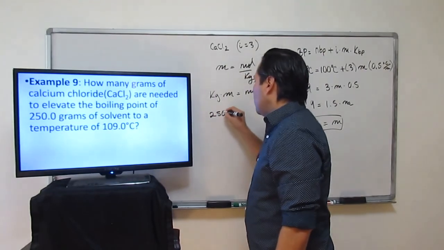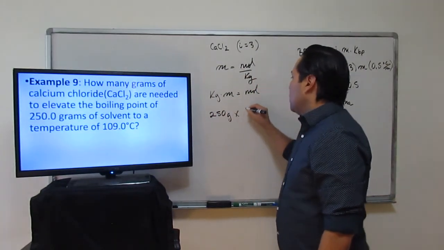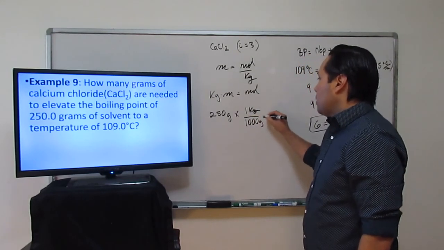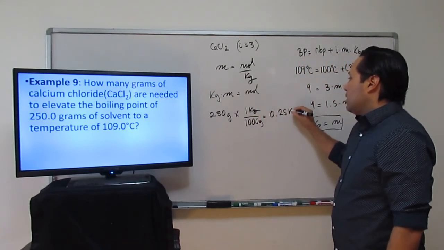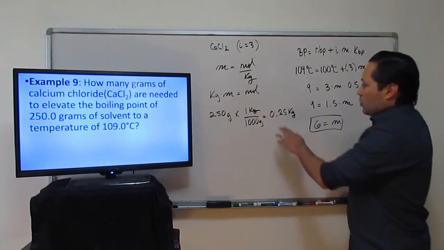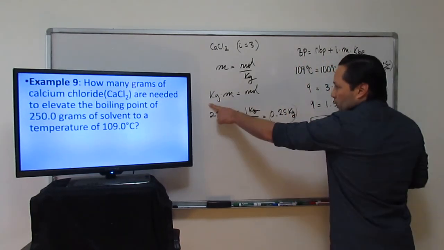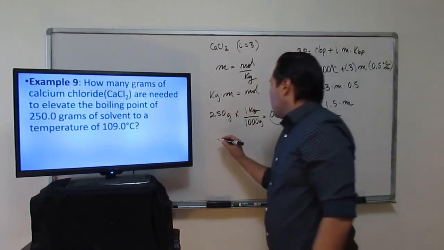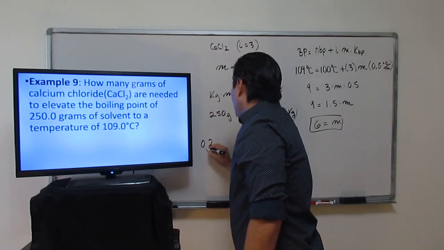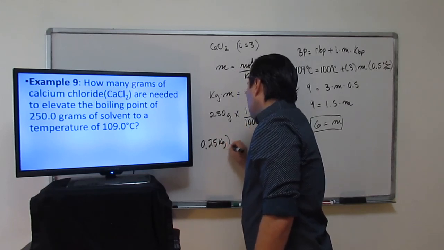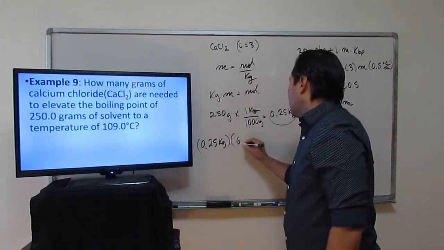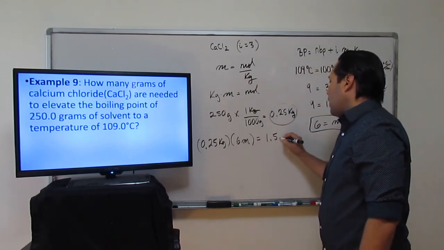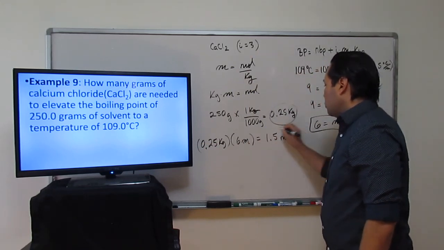So it'll look like this: 250 grams. 1 kilogram is the same thing as 1,000 grams. So that gives us 0.25 kilograms. That will be the value that we plug in here. The molality goes there, and now we use that to solve for the moles. So it's 0.25 kilograms multiplied by 6 molal. That'll give us 1.5 moles.